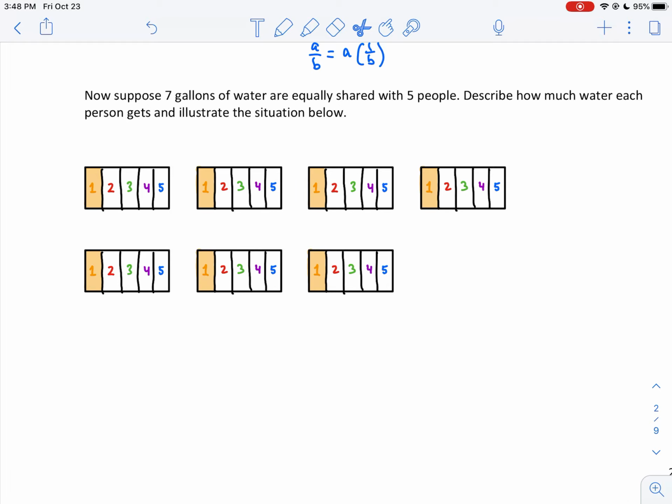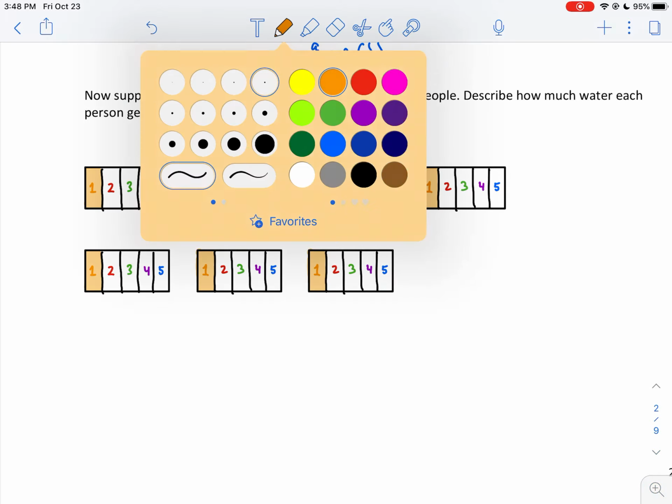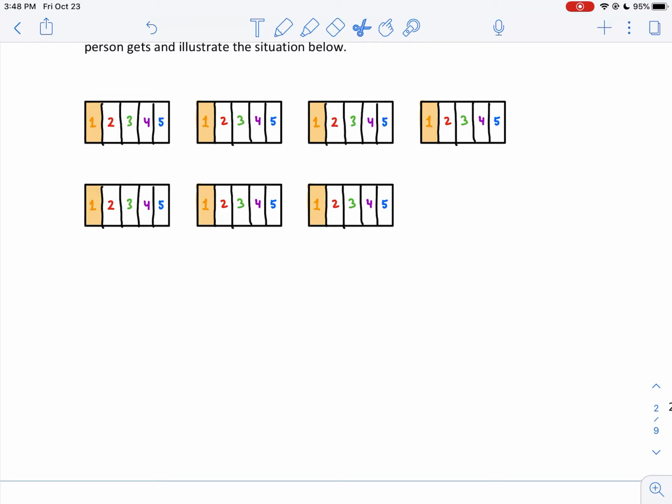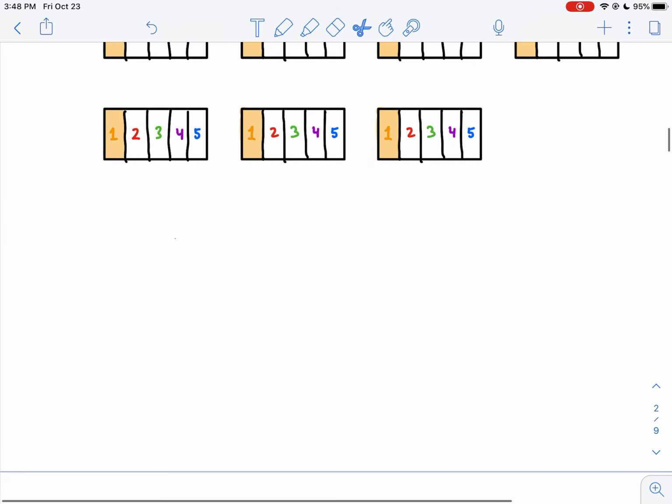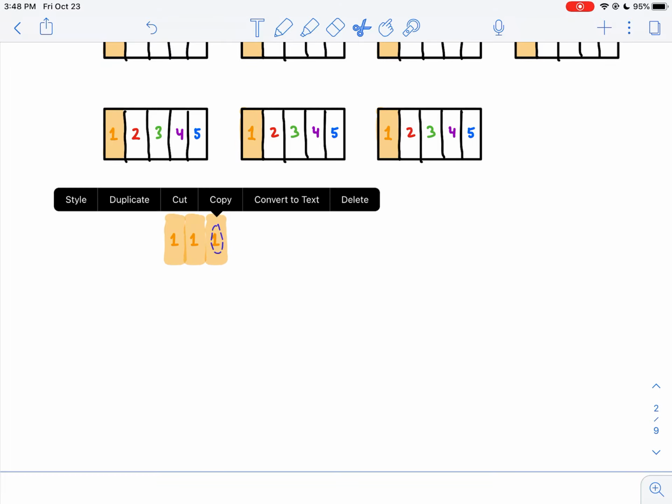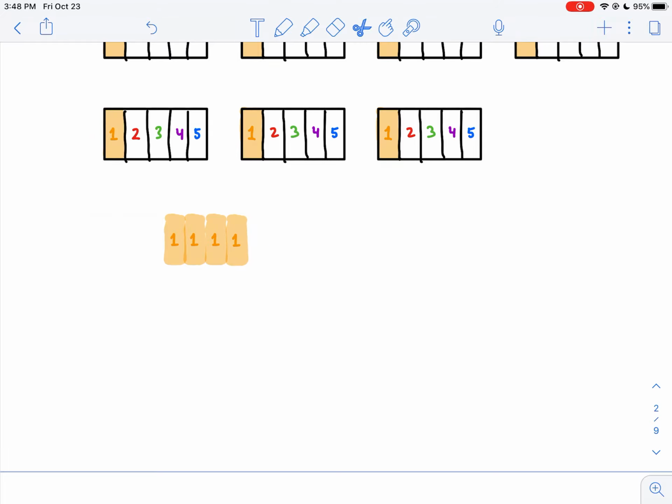So I'm beginning my illustration. Each person is going to get 7 copies of 1/5 of a gallon. I think I can do something like this now. Copy. So I'm going to extract these shaded portions and put them all side by side. And we need 7 of them. Okay, so there's our 7.